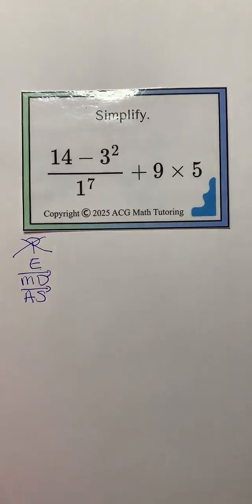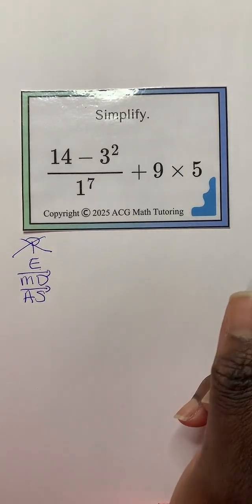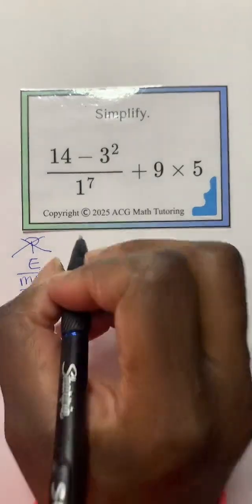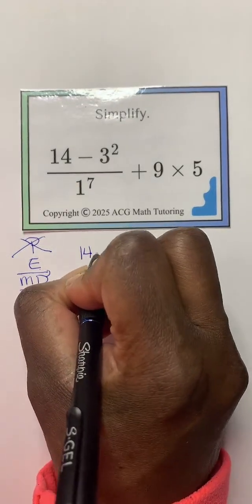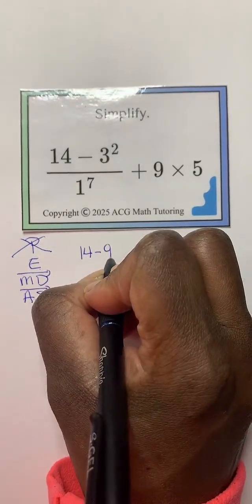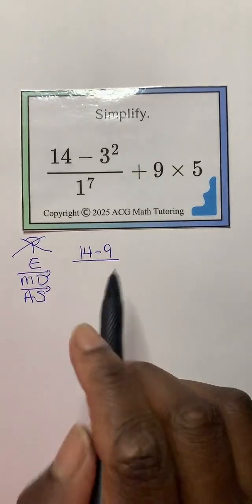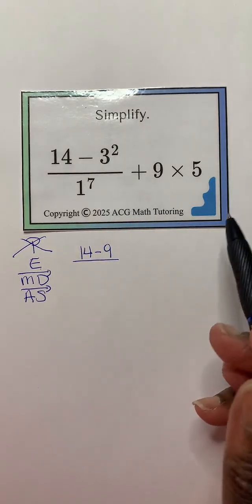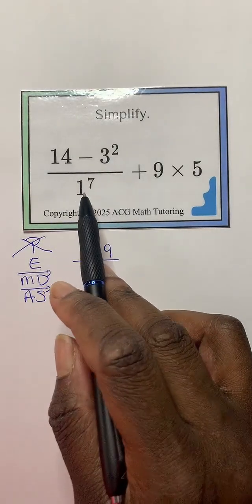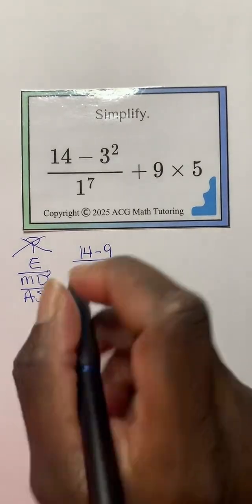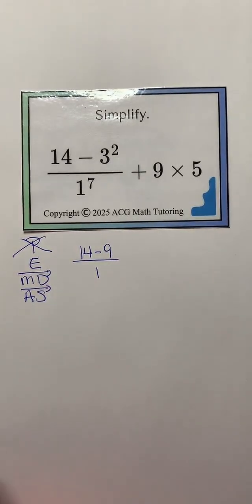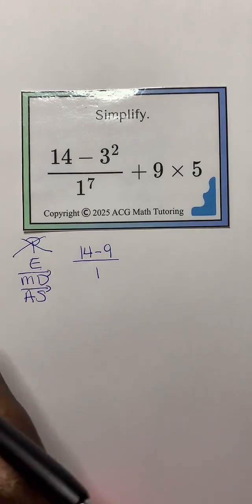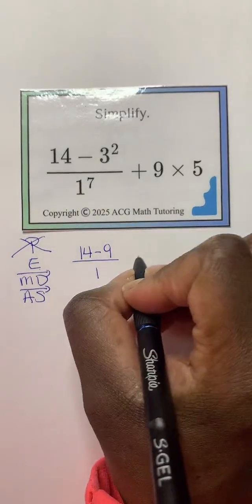So 3 squared. So that does not mean 3 times 2. It means 3 times 3. So we have our 14 minus 3 times 3, which gives me 9. And then we also have a 1 raised to the 7th power. This is the best thing about 1s. Anything 1 raised to any power is going to be 1. Okay? 1 to the 2nd power, 1. 1 to the 8th power, 1. 1 to the 1,264, 1. Okay? Bring everything else down.